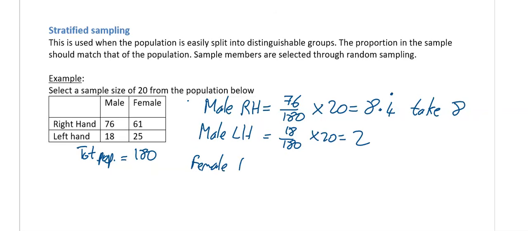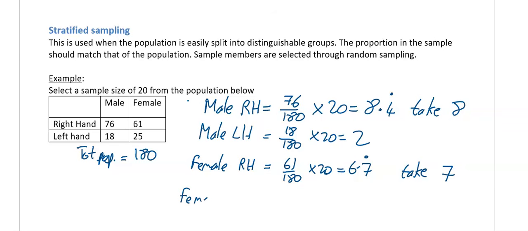And then female right-handed. So female right-handed, we have got 61 out of 180, then multiply by the 20, and if you do that, you're going to get 6.7 recurring. So in that case, we'll just round up this time. We'll say take 7. And then we've got female left-handed, which is going to be 25 out of 180, and then multiply by the 20, and if you do that, you're going to get 2.7 recurring. So for this one, we're just going to take 3.